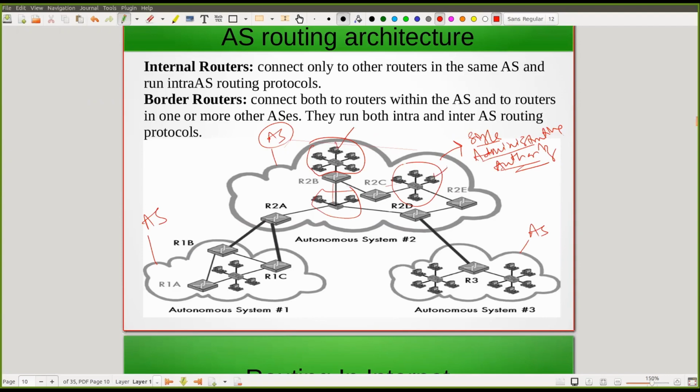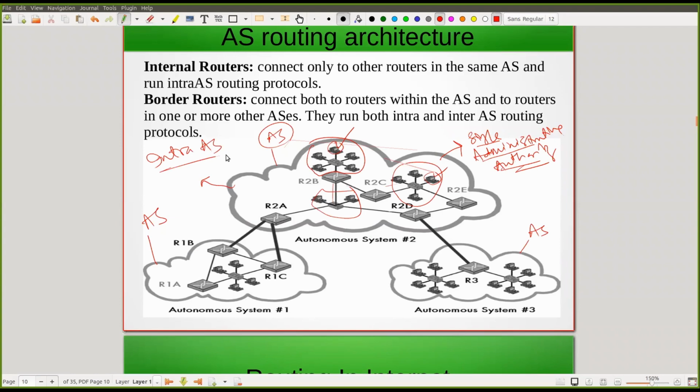Okay, try to understand like this. This machine wants to send a packet to this machine. Now, both belong to the same autonomous system. So which kind of routing algorithm facilitates this communication? That is called intra-AS. That means it is within the autonomous system. Intra-AS means within the autonomous system.